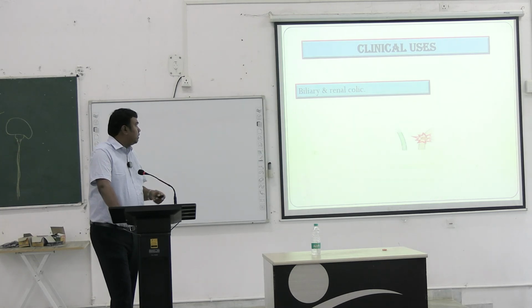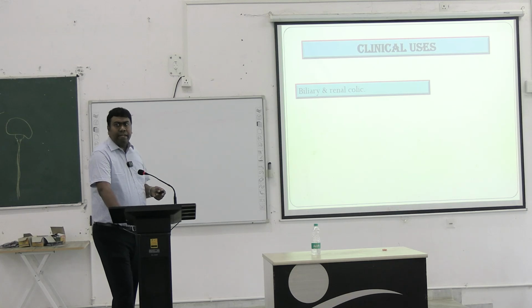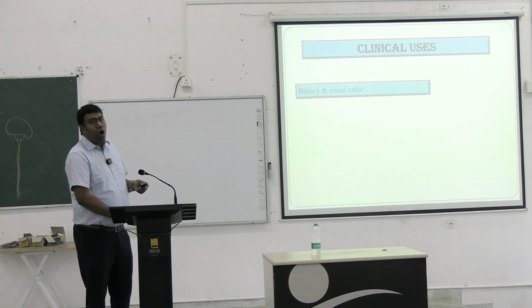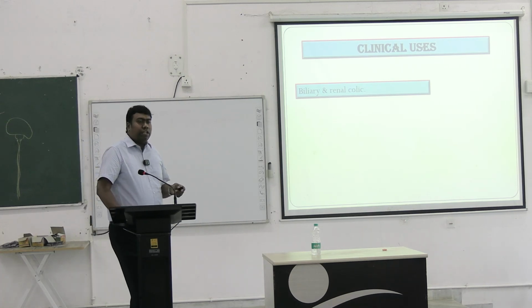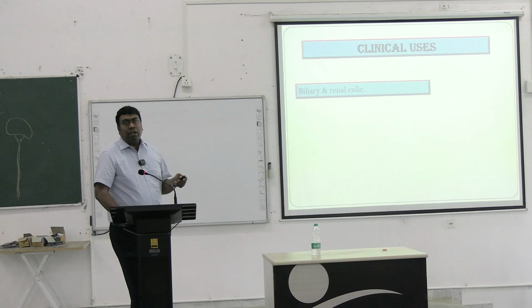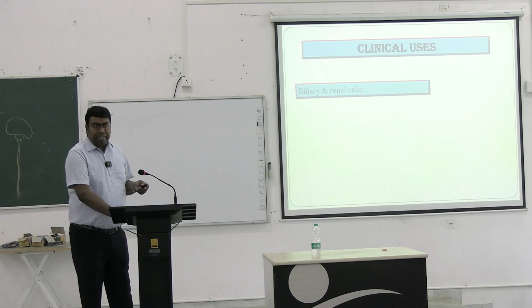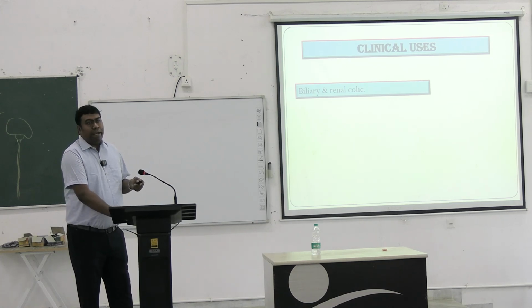Clear? So first is the CNS, then the eye, then abdominal pain, either undiagnosed or diagnosed as ureteric colic or biliary colic, or colonic diverticulum or traveler's diarrhea. We can use anticholinergic drugs as antispasmodics in abdominal pain also.